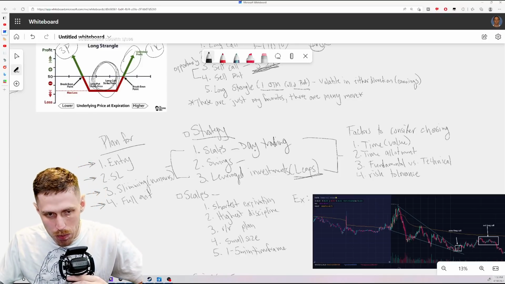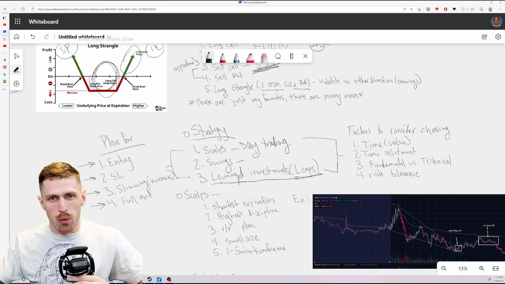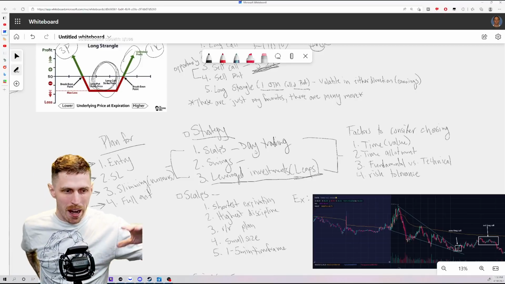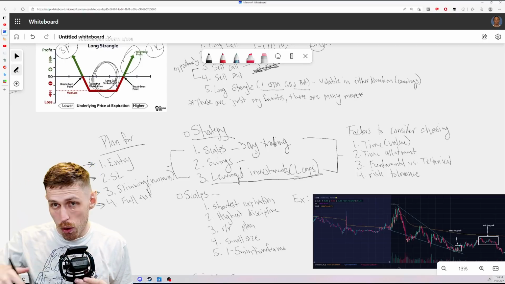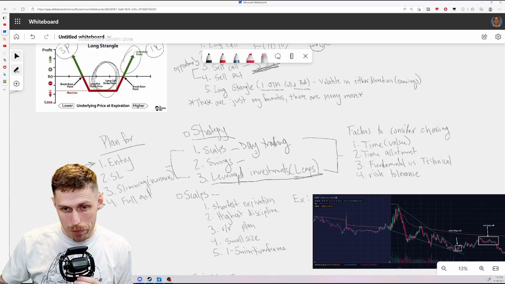Leveraged investments are LEAPS, right? Essentially what you're doing is you want a little more bang for your buck. You're buying probably in the money calls or puts, in whatever direction you think it's going to go for a good year, 2, 3 years out, whatever.